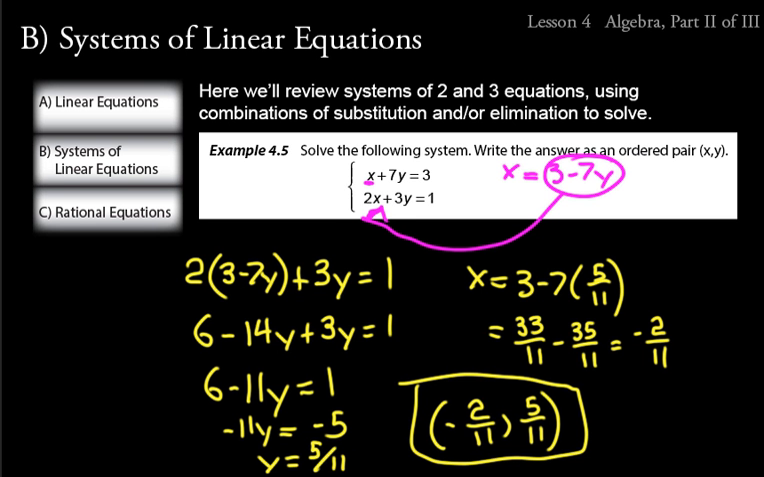Not so sure you did it right? You can check it by substituting those numbers back into either equation. And so we could substitute it into the bottom equation. 2 times minus 2 over 11. That would be a minus 4 over 11, right? And then 3 times 5 over 11 is a plus 15 over 11. Minus 4 plus 15 is 11 over 11, which equals 1. Well, that's what the equation is, right? 2x plus 3y equals 1. So we've confirmed that we solved that problem correctly. So you can always check your work by substituting back into either of the original equations.